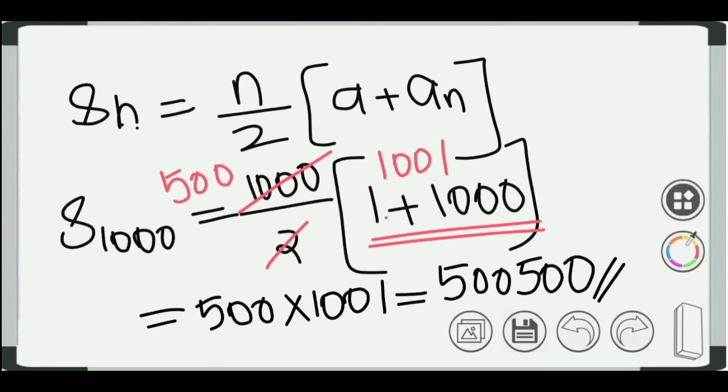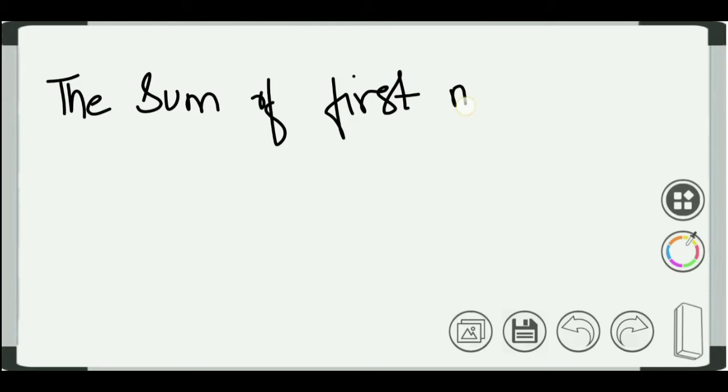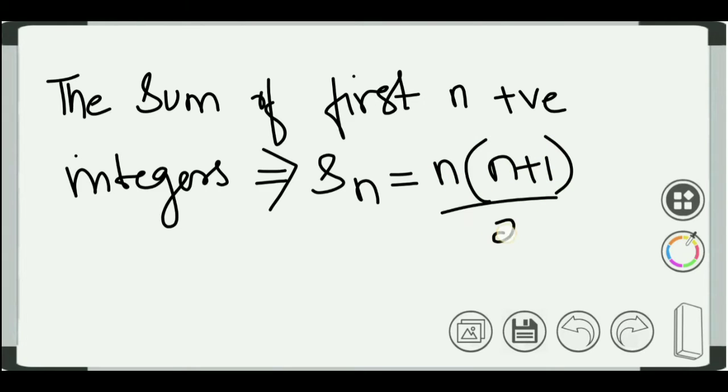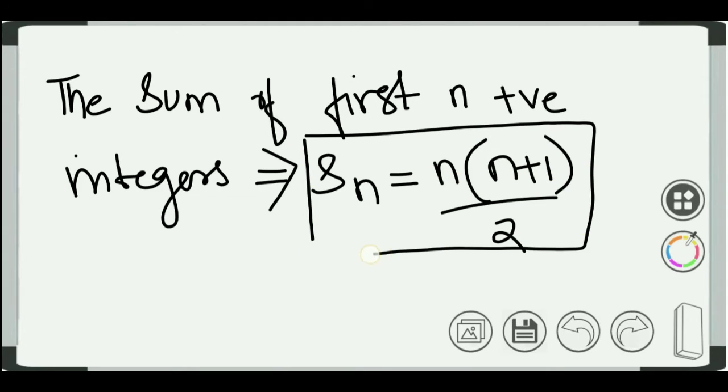Okay. So finding this, you have a special formula. You can note it down. The sum of first n positive integers, see, it is given as Sn is equal to n into n plus 1 by 2. This is a small formula regarding the sum of first n positive integers.